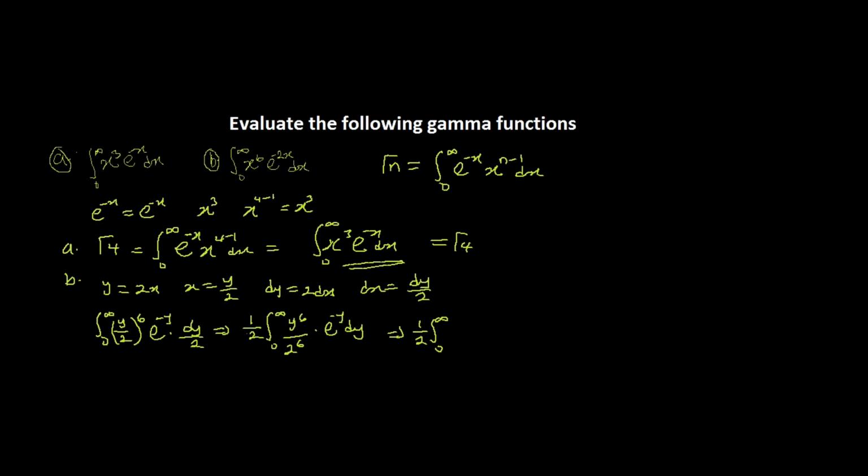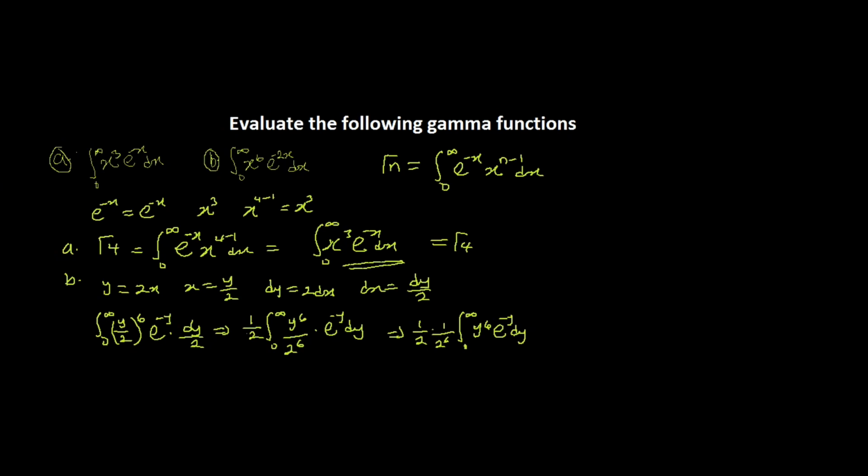Okay, now look at this carefully. This can also be brought outside, so let's do it at once. If we take this 2 raised to the power of 6 outside, this is going to be times 1 over 2 raised to the power of 6 integral from 0 to infinity of y raised to the power of 6 exponential minus y dy. So this is what we have.